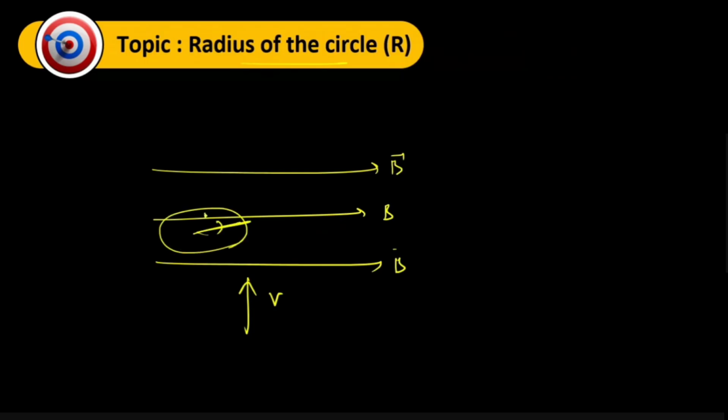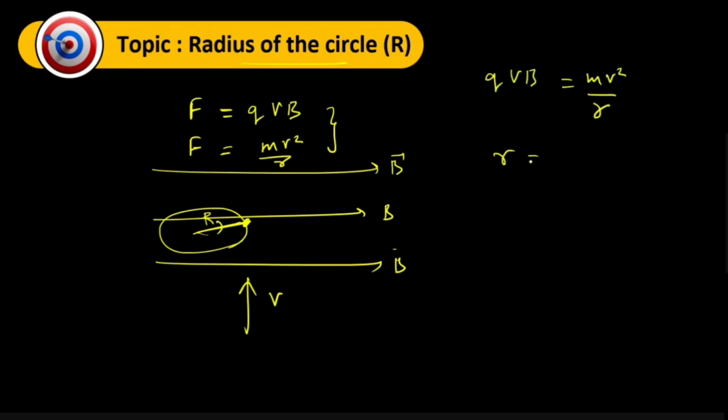So this circular path must have a radius, and in order to find that radius, we need to understand the forces. Here, there are many kinds of forces which might be acting. One force is going to be QVB. The other force acting here is the centripetal force, which is mv square by r. So when we equate these two, QVB equals mv square by r, we get the value of r as mv by QB.